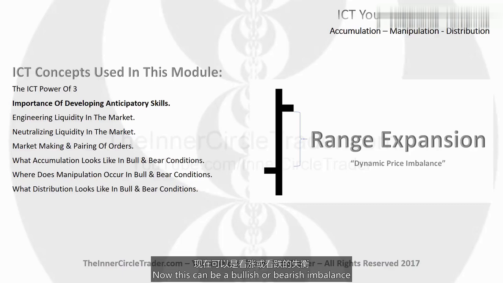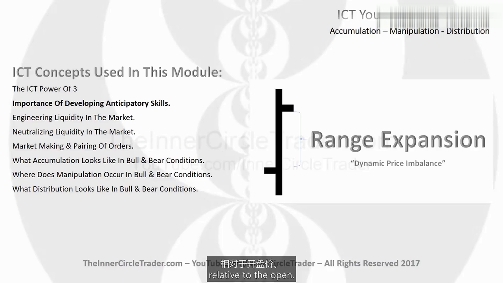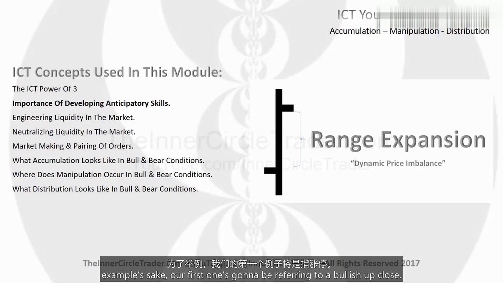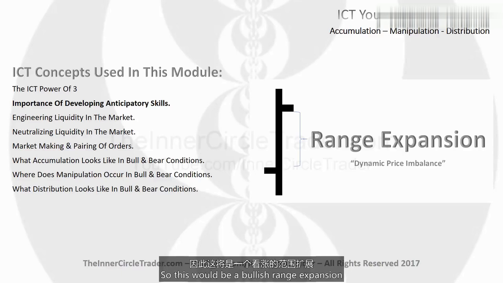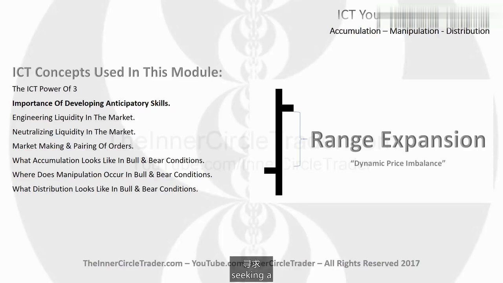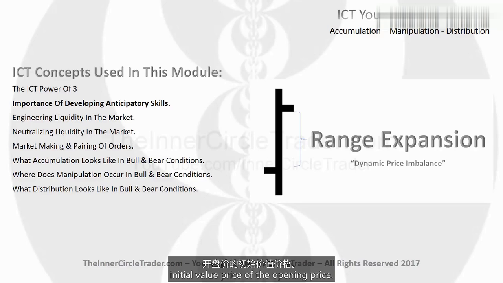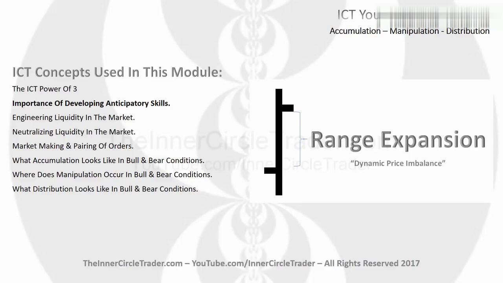Now this can be a bullish or bearish imbalance relative to the open, but for example's sake, our first one is going to be referring to a bullish up close. So this would be a bullish range expansion, or a dynamic price imbalance of a lot more movement to the upside, seeking a higher price above the initial value price of the opening price. In layman's terms, we're looking for a bullish close.